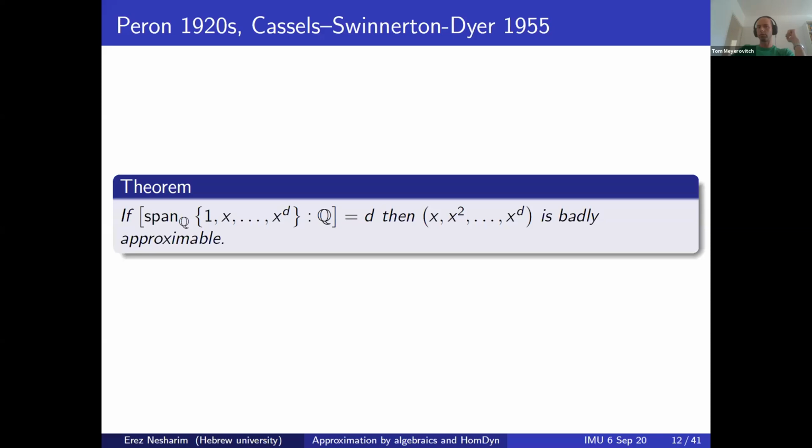I don't know. Maybe there is something fishy here. So just a sanity check. When D equals 2, we talk about, let's say, square root of 2, and it spans a degree 2 extension over Q. Yeah, so this should be D minus 1 here. Thank you. Hopefully this makes more sense now.